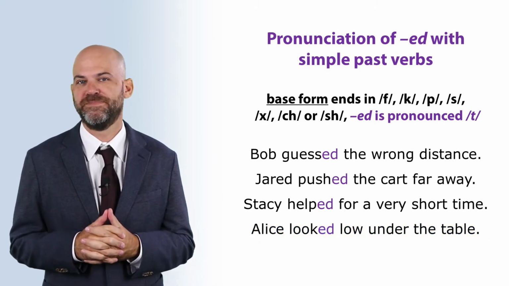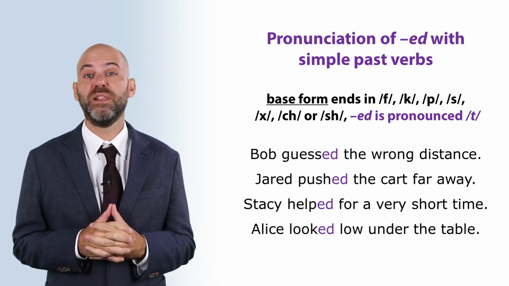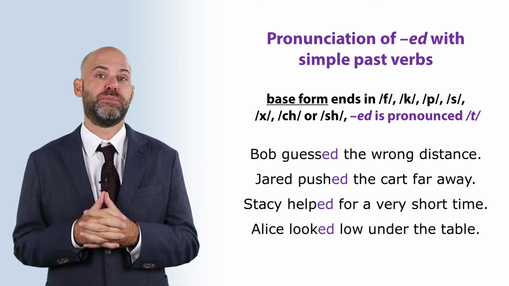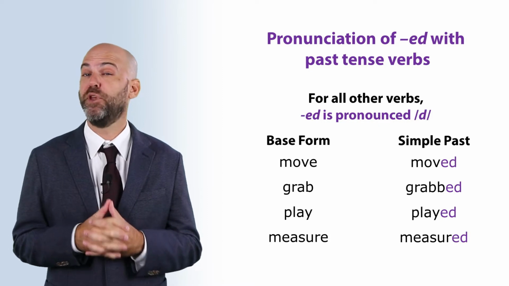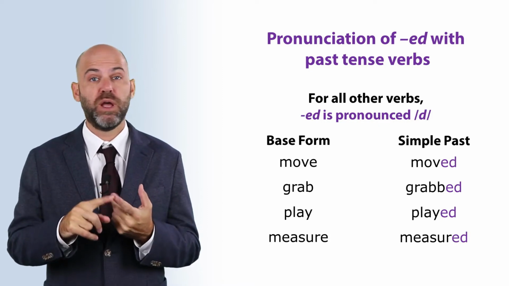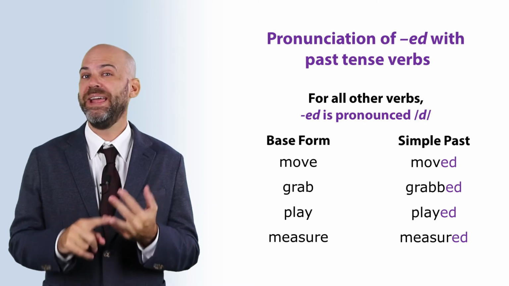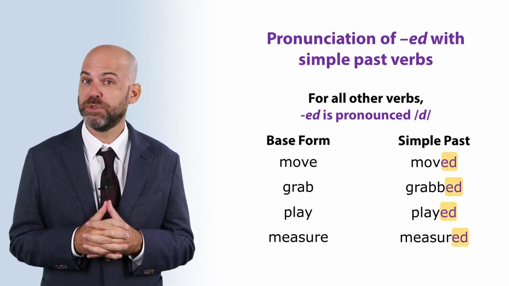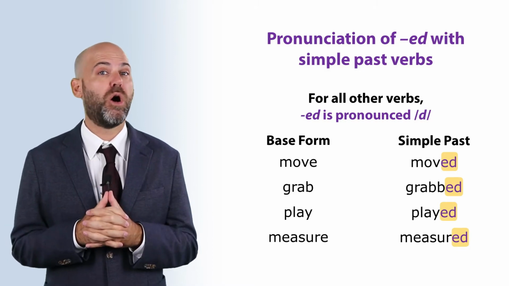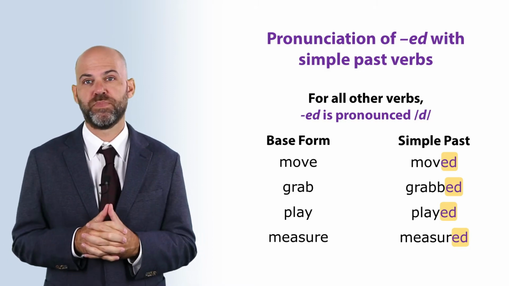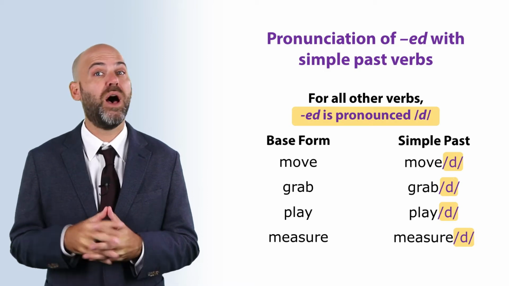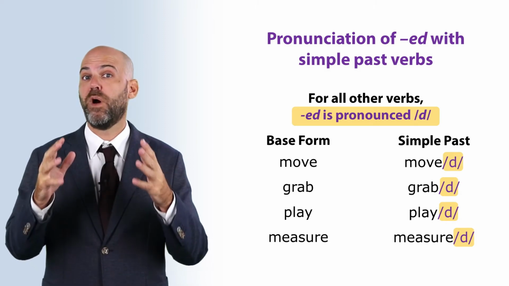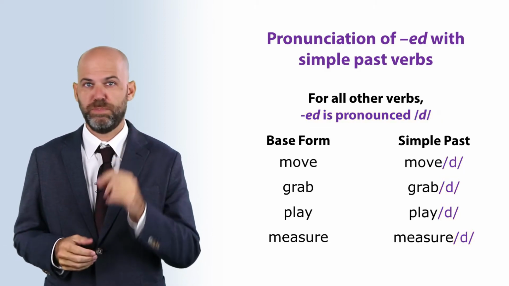Very nice. Let's go over the last pronunciation rule for all other verbs. Here we have the regular verbs move, grab, play, and measure. The past tense forms for these verbs all end in ed. The pronunciation of ed sounds like a d for all other verbs. Repeat after me.